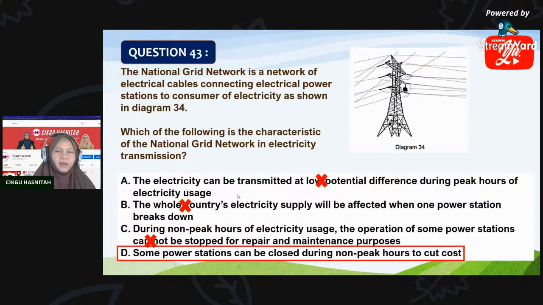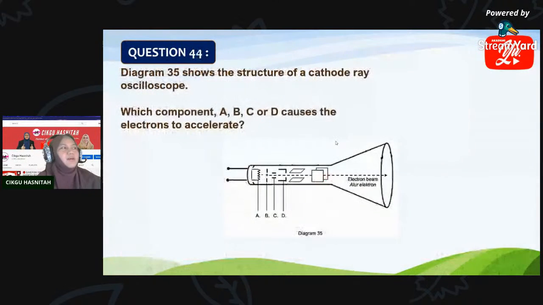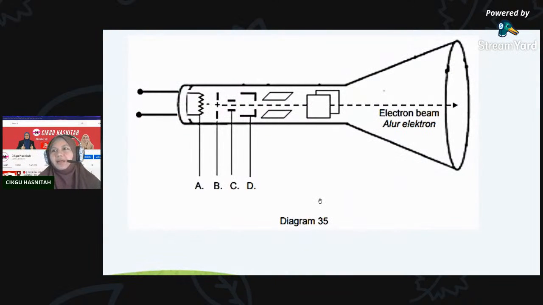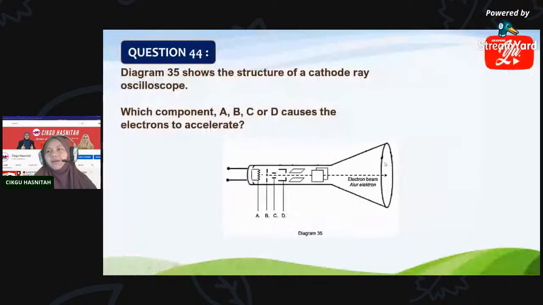Alright. Now let's take a look at question number 44. 44 is on the oscilloscope, cathode ray oscilloscope, CRO, sorry. Diagram 35 shows the structure of the CRO. So I zoom the diagram for you. You're given four structures here, labeled A, B, C, and D. The question is, which component A, B, C, or D causes the electron to accelerate?